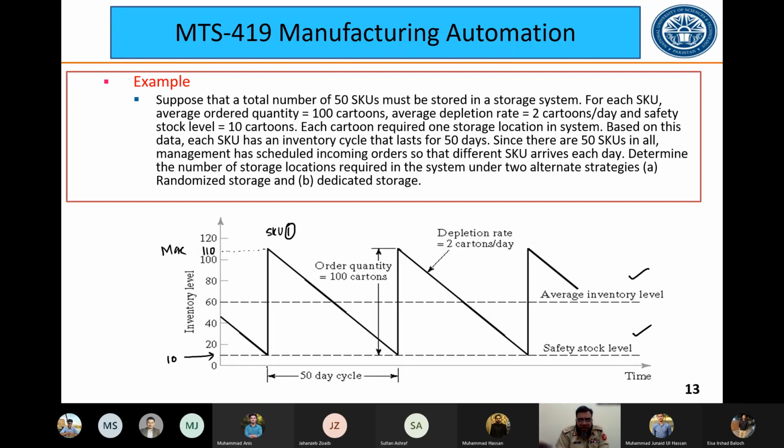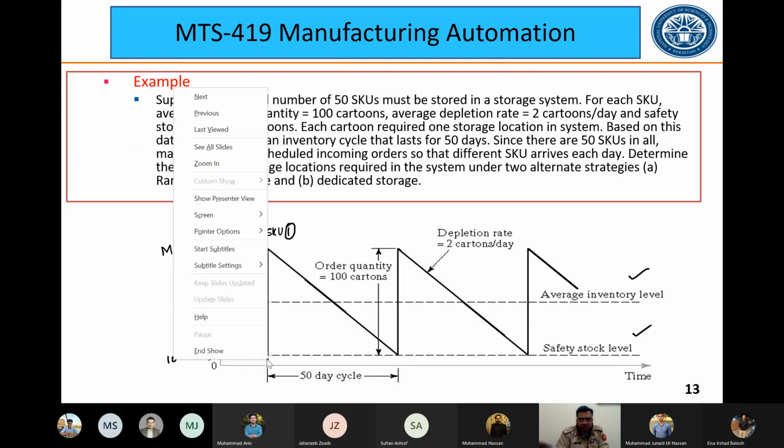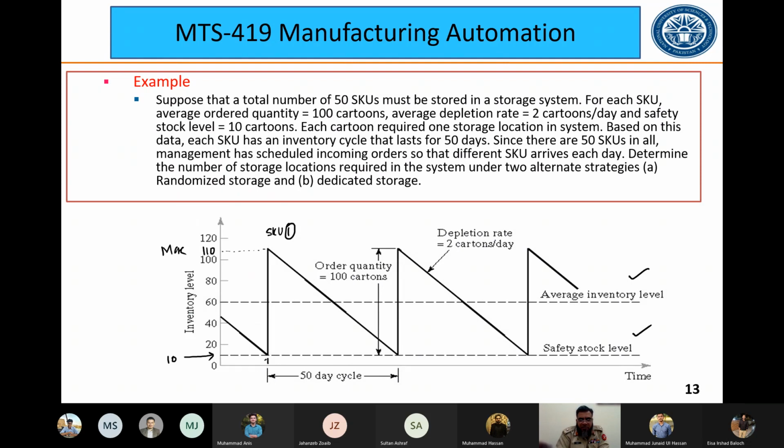अब यहां से देखिए, लेट्स सी, यहां पे इसको ऑर्डर किया गया था. मैं इसको कहता हूं कि दिस इज डे विच इज कॉल्ड D. सो D डे के ऊपर SKU 1 was demanded. सो SKU 1 का लेवल रोज अप टू 110. Then it started depleting 2 cartons per day, and it came down.